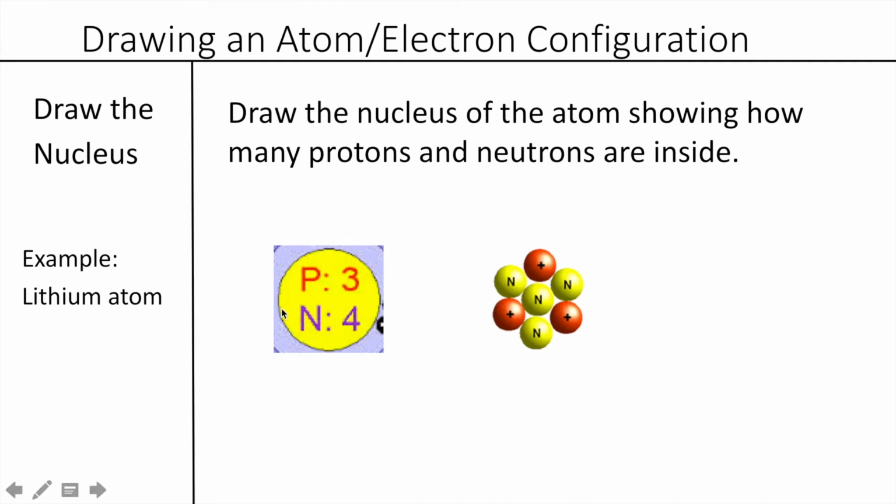It can be represented like this for the nucleus, with the protons having 3 and the neutrons being 4. Or you can also just draw each individual neutron and proton. Notice that the N stands for neutral, and the positives are the positive charge for the protons.